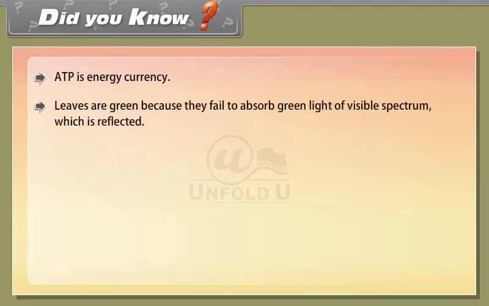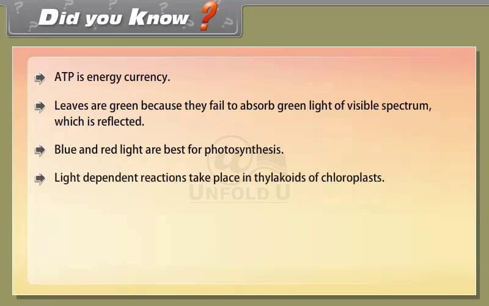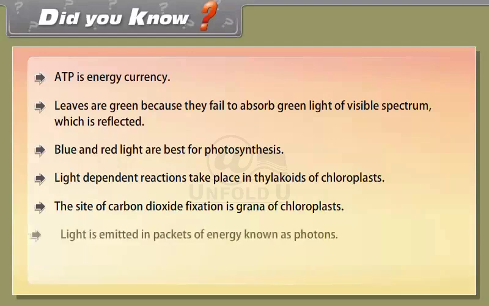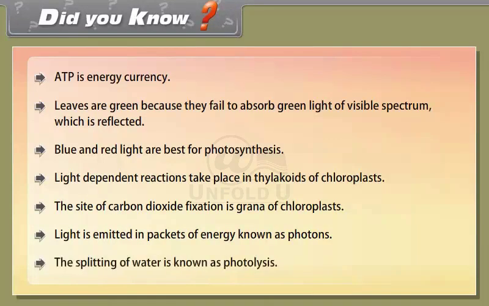Leaves are green because they fail to absorb green light of the visible spectrum, which is reflected. Blue and red light are best for photosynthesis. Light-dependent reactions take place in thylakoids of chloroplasts. The site of carbon dioxide fixation is the grana of chloroplasts. Light is emitted in packets of energy known as photons. The splitting of water is known as photolysis.